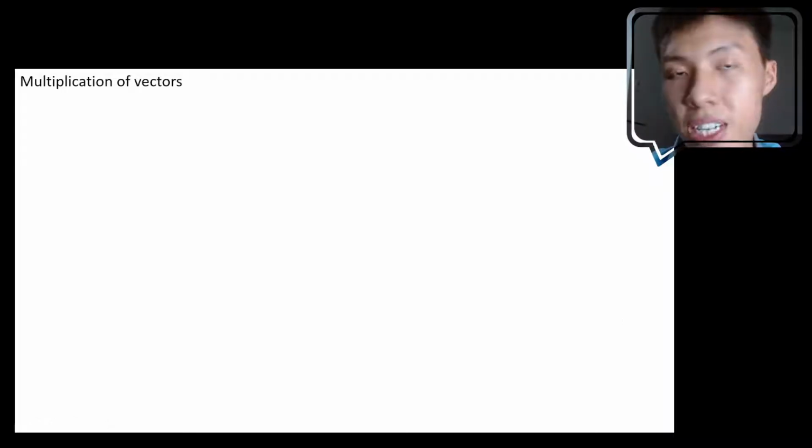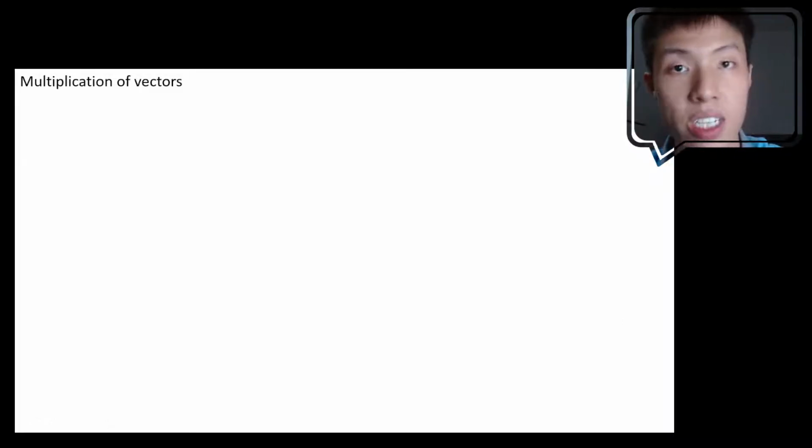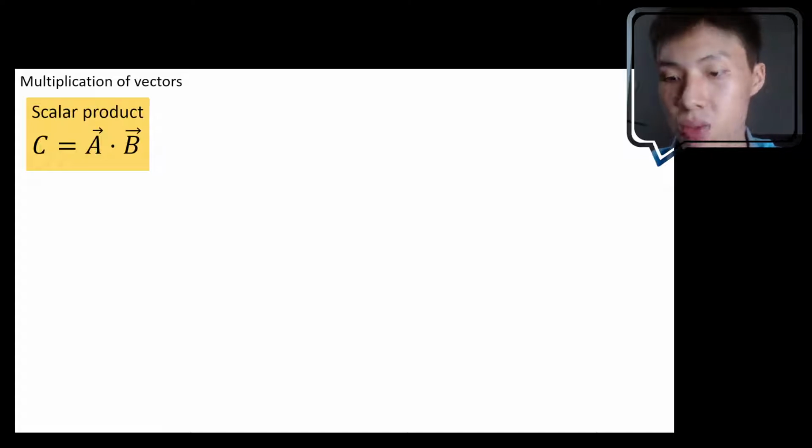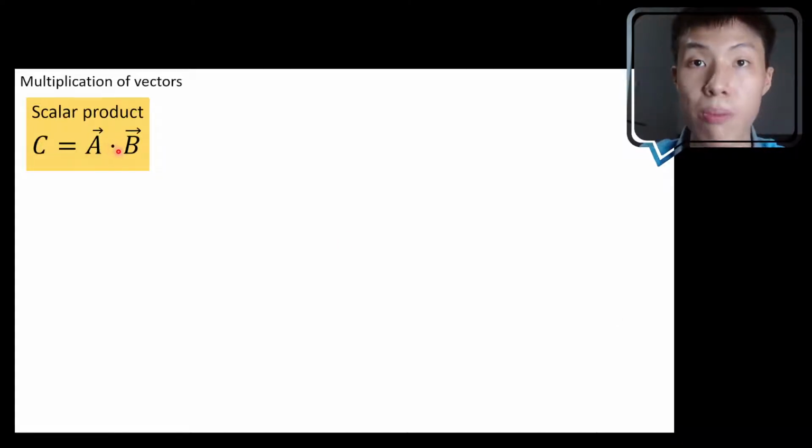Let's look at the first type of vector multiplication, which is the scalar product. As we mentioned earlier, scalar product always uses a dot sign to represent the multiplication. So let's go straight into an example.